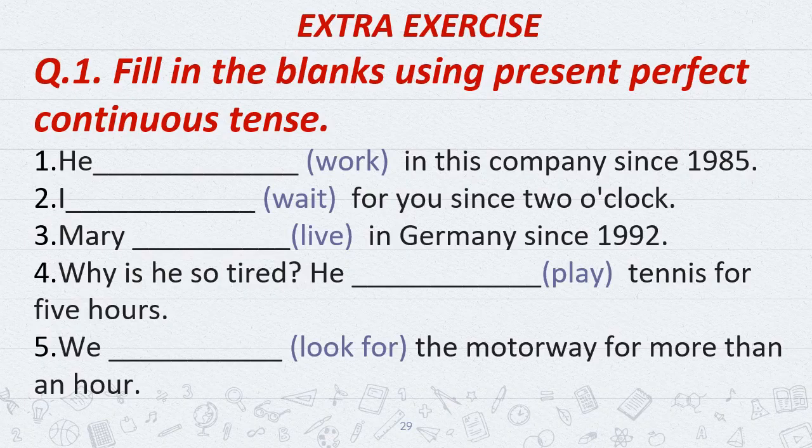So your first question is fill in the blanks using present perfect continuous tense. First, he dash (work) in this company since 1985. Second, I dash (wait) for you since 2 o'clock. Third, Mary dash (live) in Germany since 1992. Fourth, why is he so tired? He dash (play) tennis for 5 hours. Fifth, we dash (look) for the motorway for more than an hour.